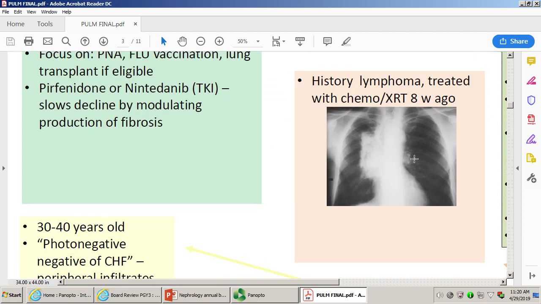History of lymphoma treated with chemo and XRT 8 weeks ago. What do you see here? Radiation pneumonitis, and you know it's that because it's localized into a non-anatomic field.